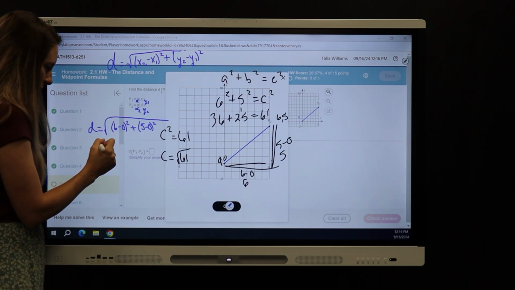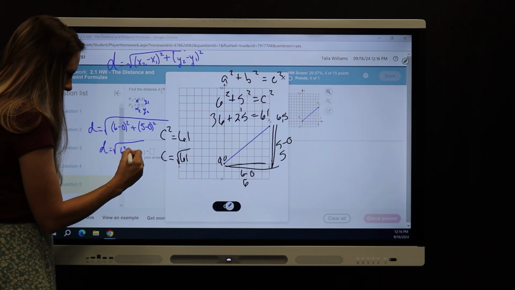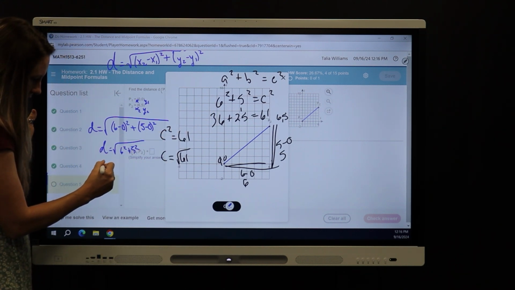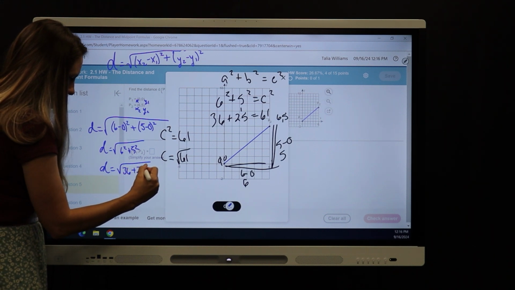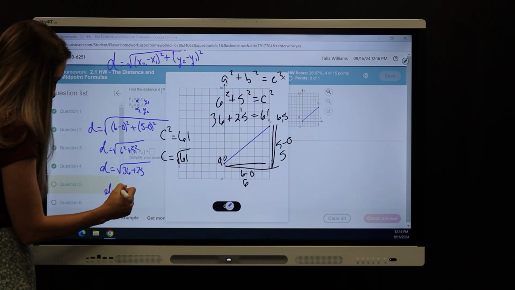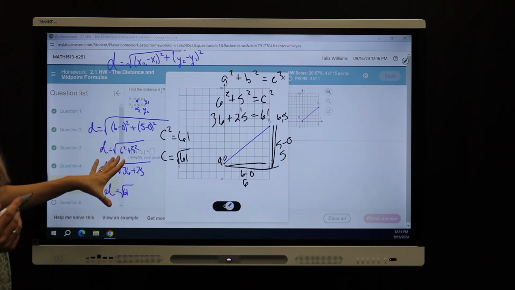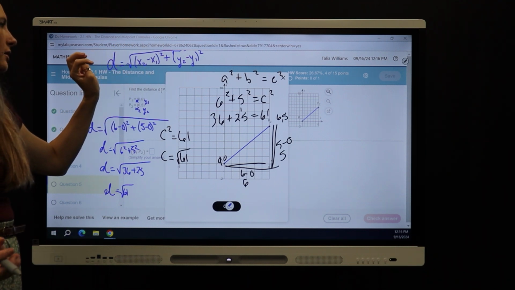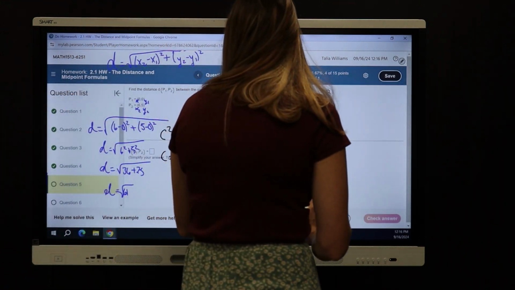So 6 subtract 0 is going to give us 6 squared. 5 subtract 0 is going to give us 5 squared. And then we're going to square them, so we're going to have the square root of 36 plus 25, which is going to be the square root of 61. And since that doesn't simplify, that's our answer. So the Pythagorean theorem was used to create the distance formula. Okay.